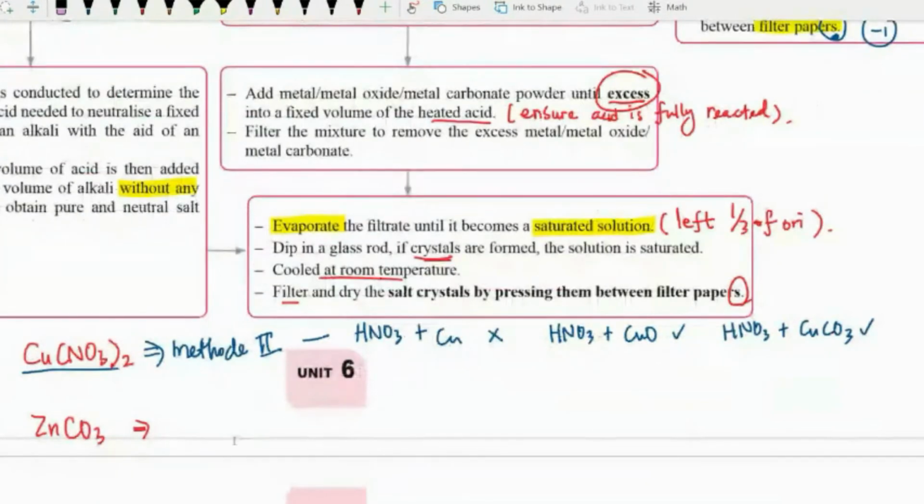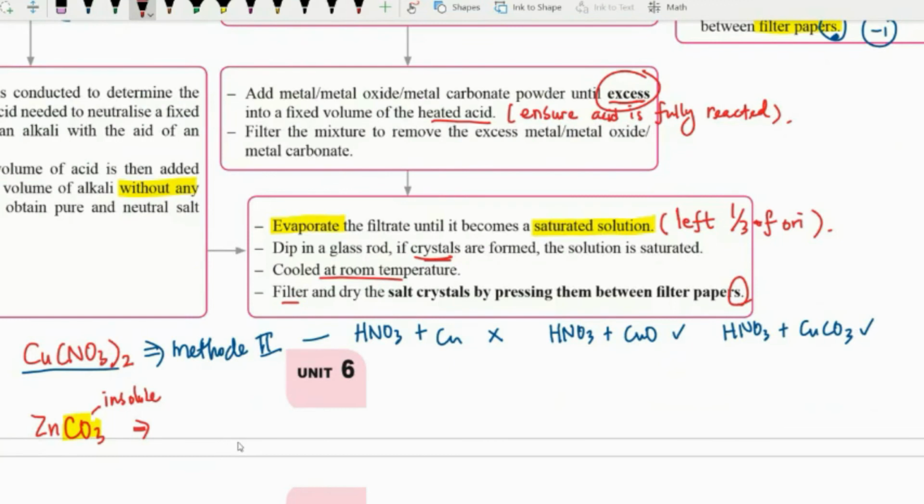Carbonate, class? Carbonate. Carbonate salt is an insoluble salt, right? Except for the sodium, potassium, and ammonium salts, all carbonates are insoluble, remember. So this one is an insoluble salt.